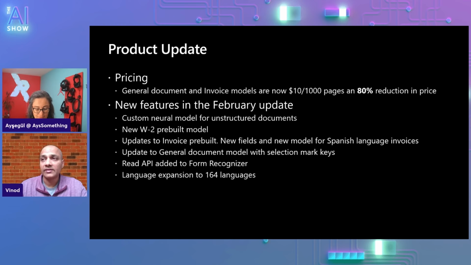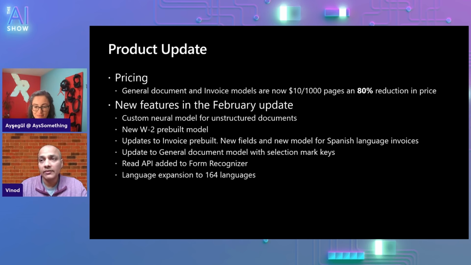And then there is the update to the invoice model. So the invoice model has an additional set of fields that we're able to extract now. These additional fields are things that customers have been asking for, for example, things about VAT and other fields like that. But we also have a new Spanish language invoice model. So the procurement scenario just gets a lot easier for organizations that are dealing with English as well as Spanish documents with the new Spanish invoice model.